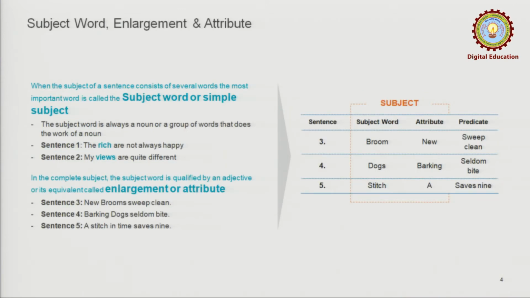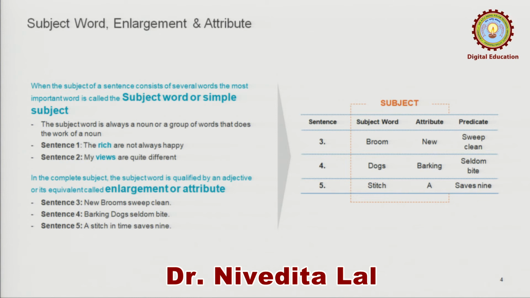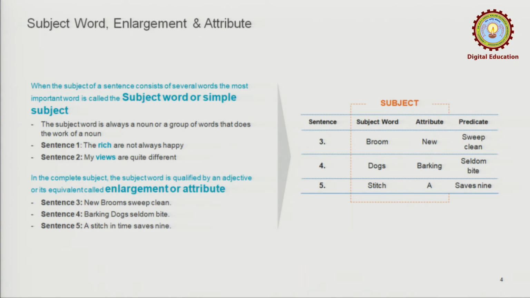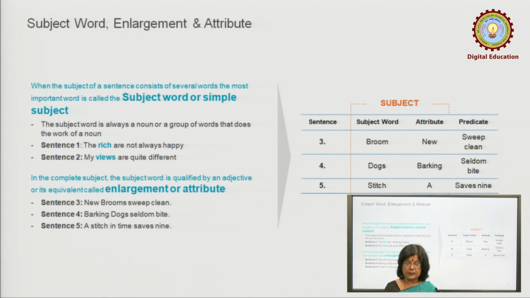So, when the subject of a sentence consists of several words, the most important word is called the subject word or simple subject. The subject word is always a noun or a group of words that does the work of a noun. Let us take examples. Sentence 1, the rich are always happy. Here, which is the most important word? The rich. Sentence 2, my views are quite different. Here, the most important word in the section of subject is views.